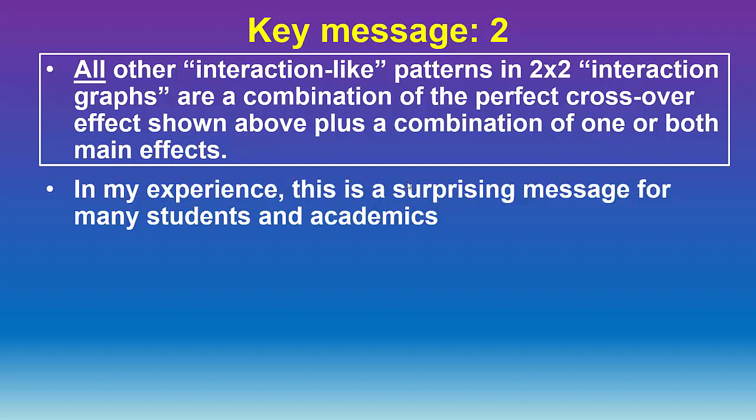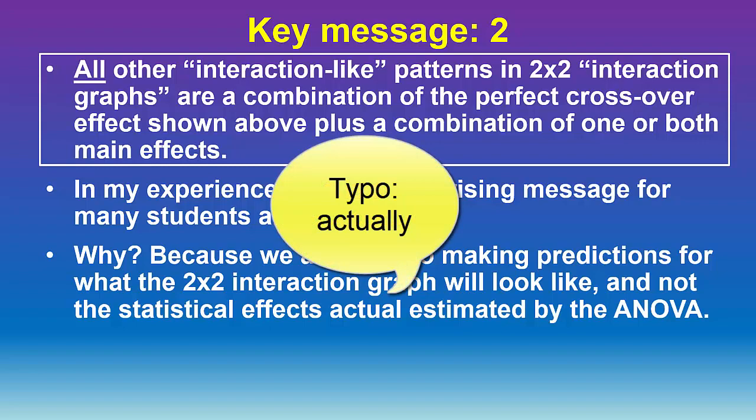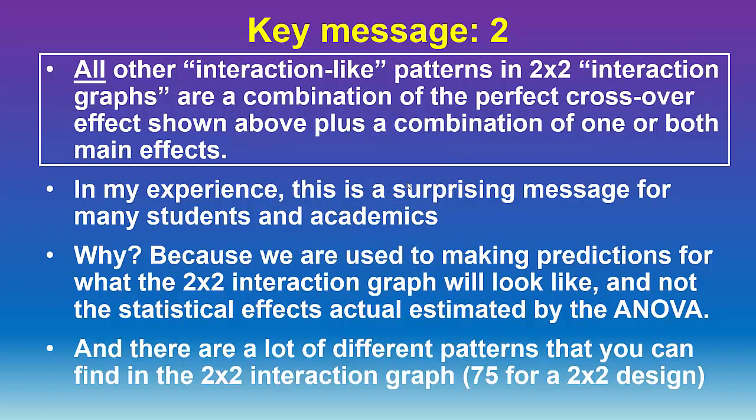Staff, colleagues of mine, as well as students, are a little bit surprised about that. And why is this a surprising message? Well, I think we're used to making predictions for our experiments, our studies, regarding what the 2x2 interaction graph will look like, and not what the actual underlying statistical effects are that are estimated by the ANOVA. And there are a lot of different patterns that you can find in the 2x2 interaction graph.